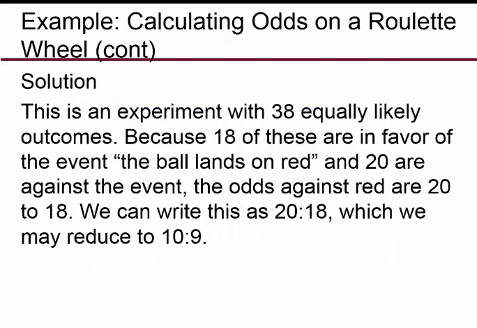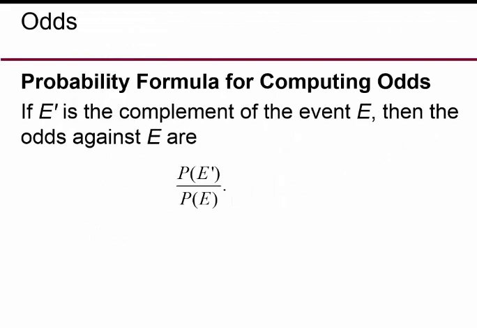So this is an experiment with 38 equally likely outcomes. Because 18 of these are in favor of the event, the ball lands on red, and 20 are against. The odds against red are 20 to 18. Now we can write this as 20 to 18, which we can reduce to 10 to 9. Now, if E prime is the complement of the event E, then the odds against E is simply the probability of the complement of E divided by the probability of E.